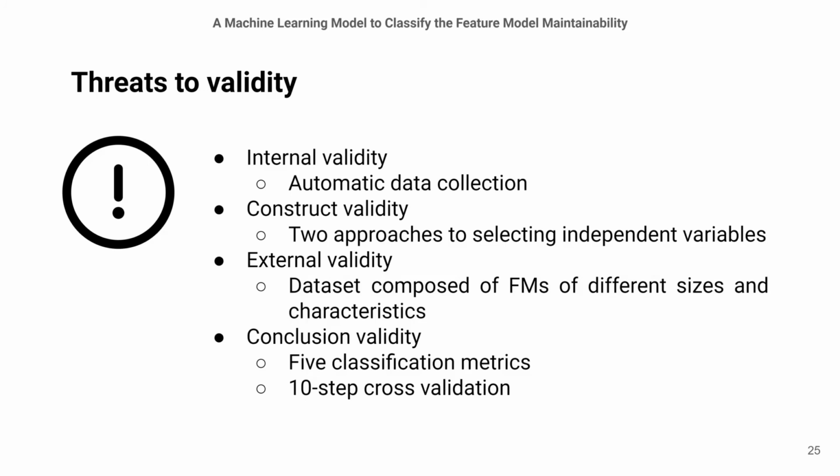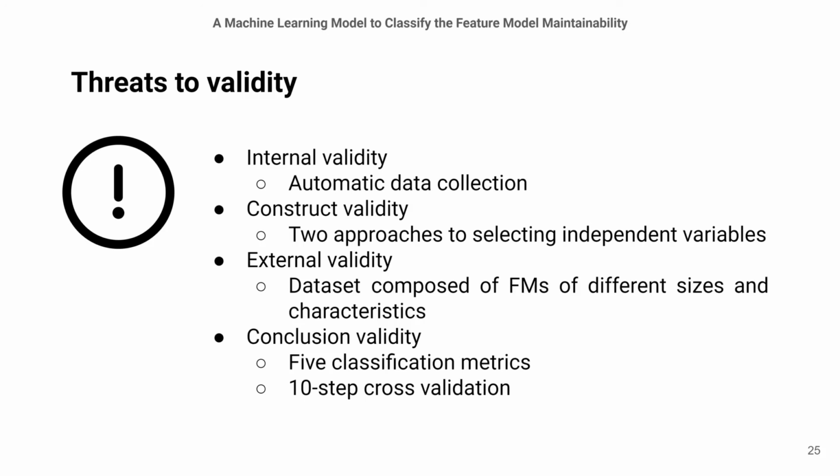Here we discuss some threats to validity. To mitigate threats to internal validity, all data was collected in an automated way using the appropriate tools. The main concern regarding construct validity was when selecting the appropriate independent variables. To mitigate threats of this type, we used 2 independent variable selection approaches and tested each set of measures obtained, finally selecting the one that maximizes the accuracy of the machine learning model.